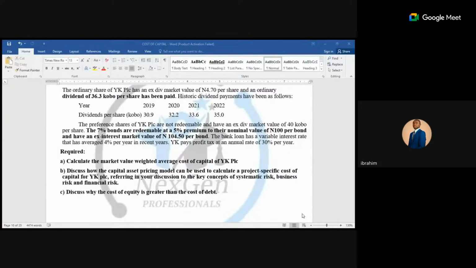Right? Now, discuss why cost of equity is greater than cost of debt. So, can someone just tell us why cost of equity is greater than the cost of debt before we go? Can someone explain? Someone said something. So he said what? Equity does not involve tax relief like debt. That's fine, Bashirat.